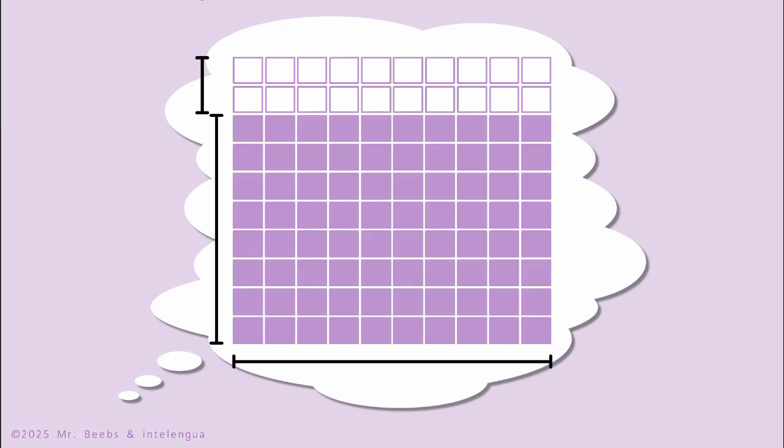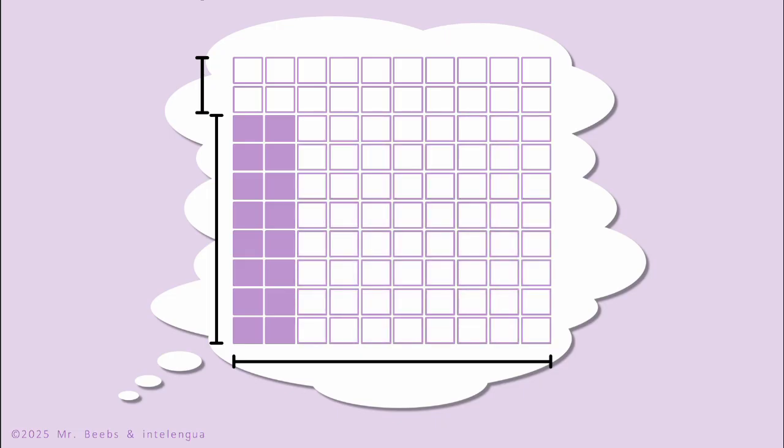Let's try another. Counting over how many blocks in a row? I can quickly see there are 2. And counting up, how many rows? Because the top 2 rows are empty, I can quickly see that 8 are filled.